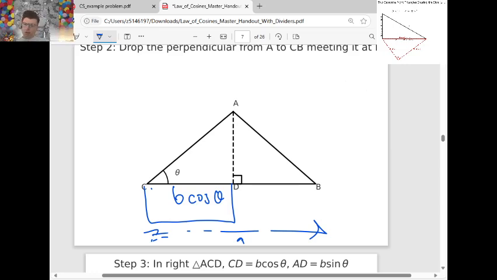So in this case, the whole thing is A, right? This whole thing is A. Well, then what does that mean? If the whole thing is A and that little section is B cos theta, well, what's the other side? Well, the other side has to be A minus B cos theta.